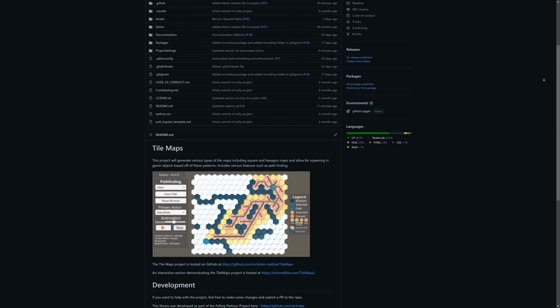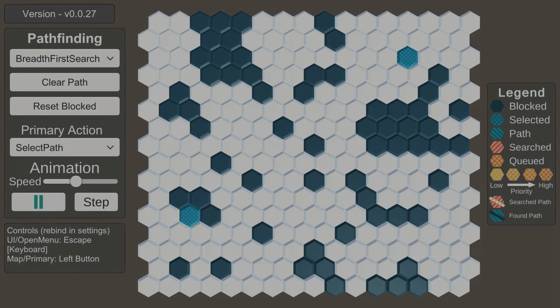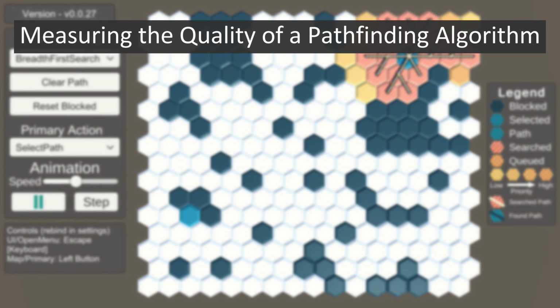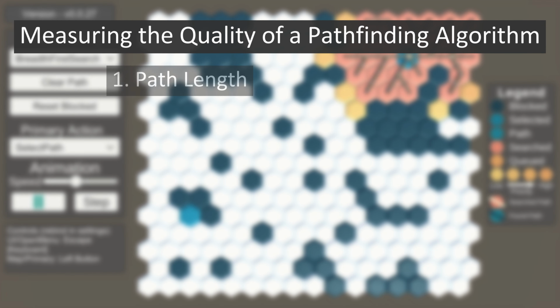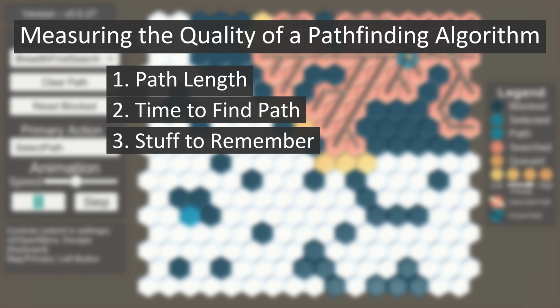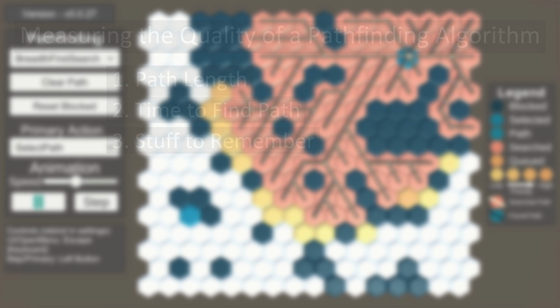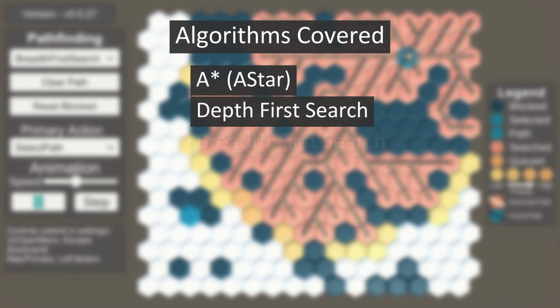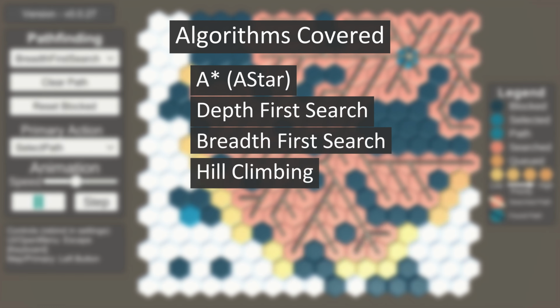The goal of the pathfinding algorithm is to efficiently find a path from a starting point to a destination. The quality, or goodness, of a path can be measured in a few ways. 1. The length of the path found. 2. The time it takes for the computer to find a path. And 3. The amount of stuff the computer needs to remember at once when finding a path. Each of these attributes is important for the overall performance of a given algorithm. The algorithms covered in this series will include A*, depth first search, breadth first search, and hill climbing.